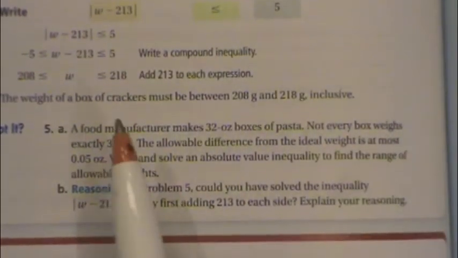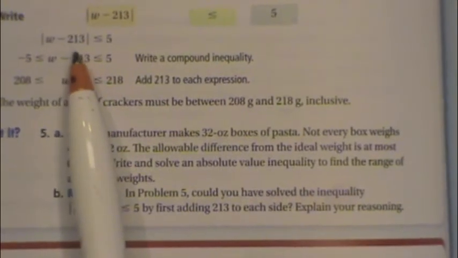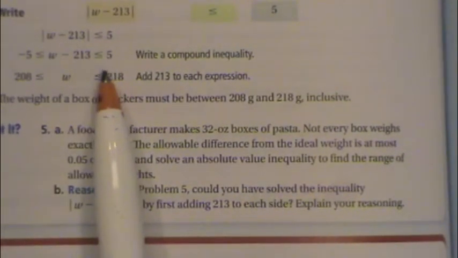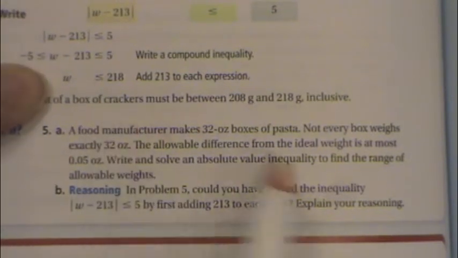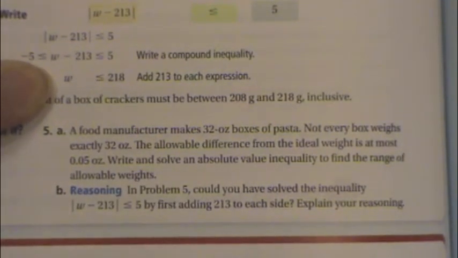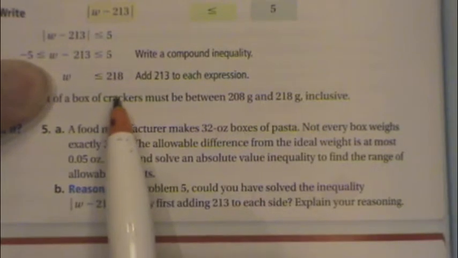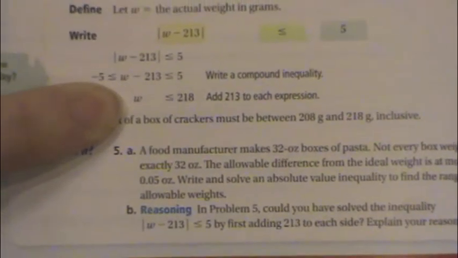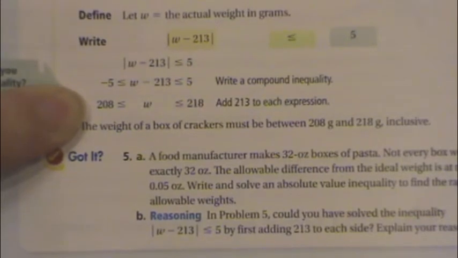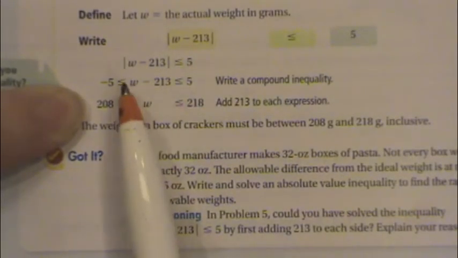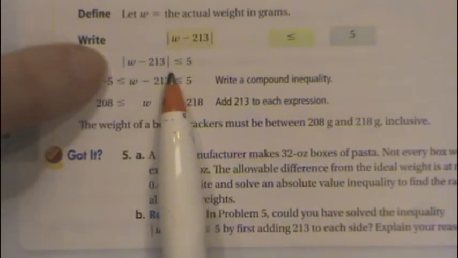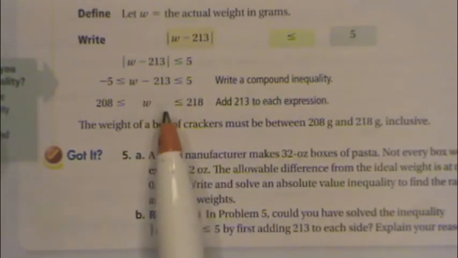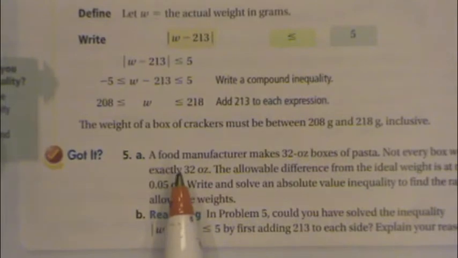So, I'm hoping you figured out that if you had decided to ignore the absolute value signs and just add 213 to each side, you would have ended up with only half an answer: W less than or equal to 218. You would have completely been missing that part of your answer. So that's why you have to leave these absolute value signs intact. That's why we have to turn it into a compound inequality and solve it that way.